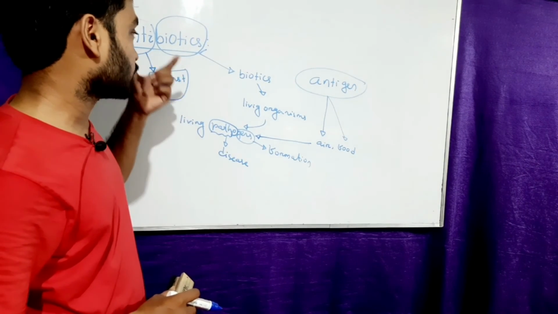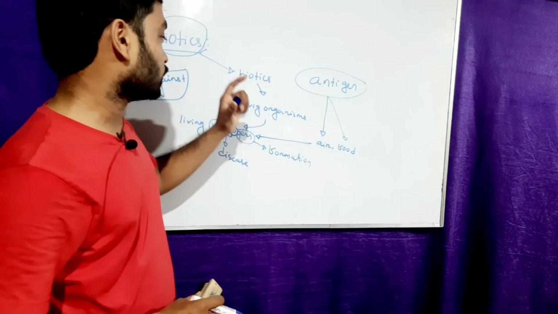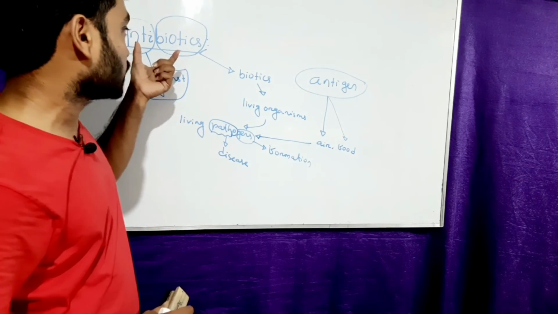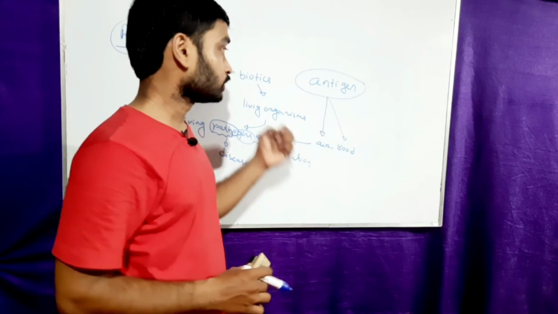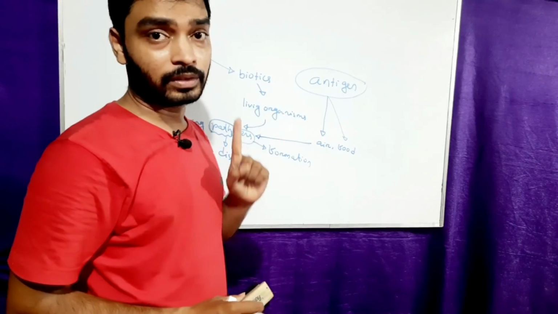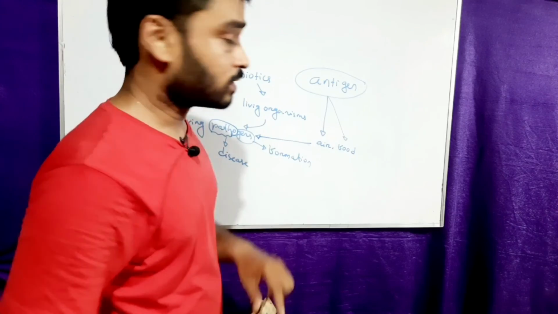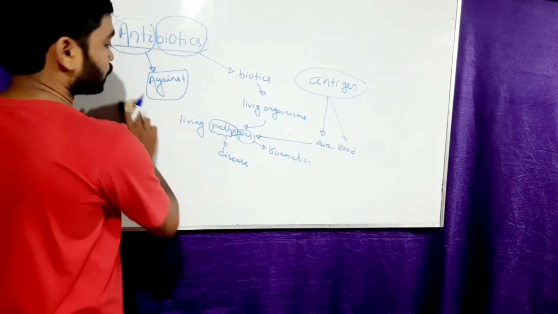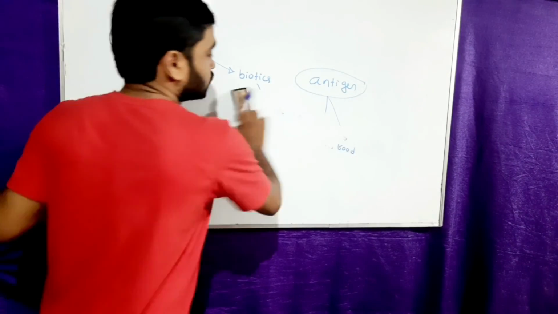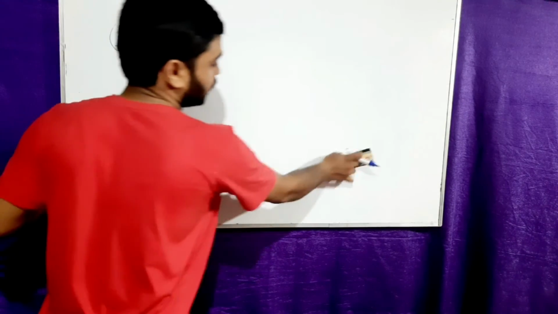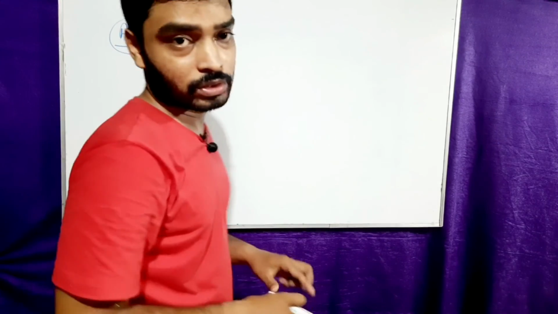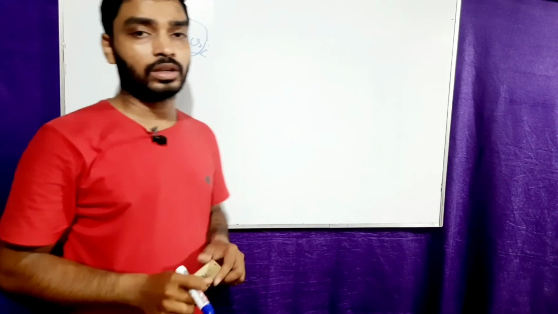So antibiotics are used against those pathogens which have the tendency to develop disease in the body of animals and plants. Antibiotics are of different types depending upon their broadness of use, which we will study in the coming class.